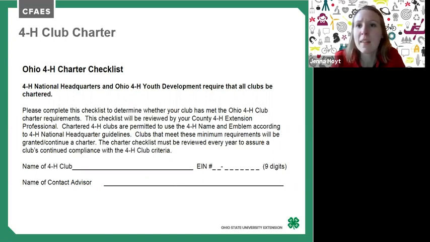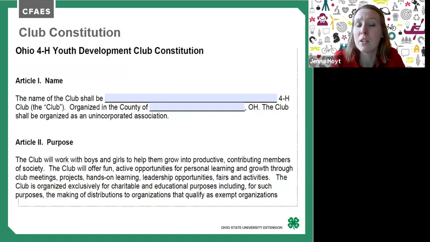The next document that is important is your club constitution. And this should be reviewed annually by your club and any changes submitted to your county office. This is a standard form provided by Ohio 4-H where you simply put in the club name and the county that you are representing. And again, there should be very little, if no changes to this document.